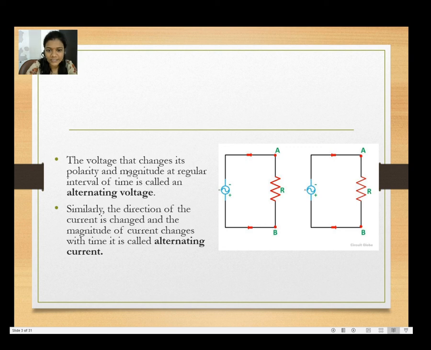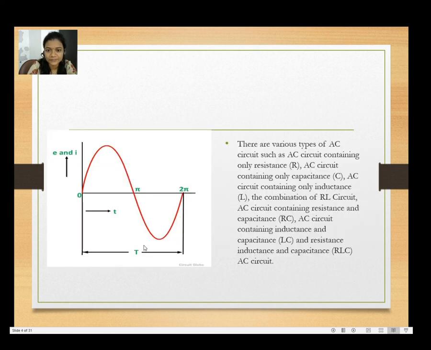The voltage that changes its polarity and magnitude at regular intervals of time is called an alternating voltage. So what is meant by AC voltage? The voltage that changes its polarity and magnitude at regular intervals of time, we call it alternating voltage. Similarly, the current whose direction is changed and whose magnitude changes with time is called alternating current. So this is our AC signal.